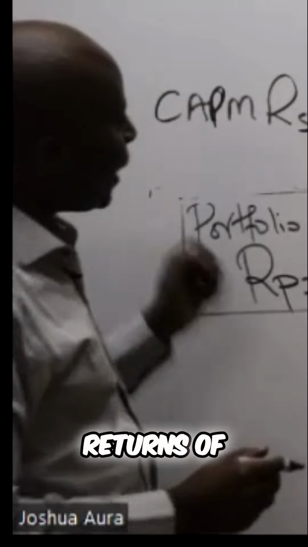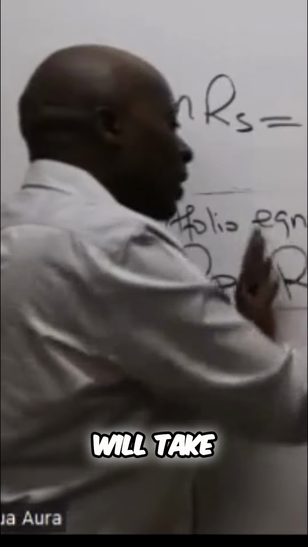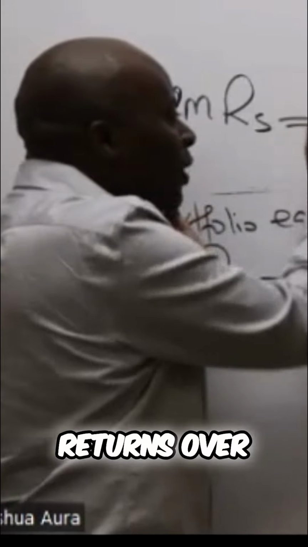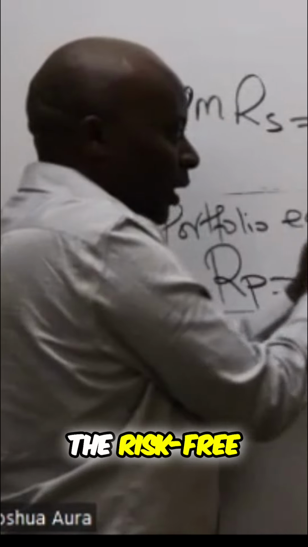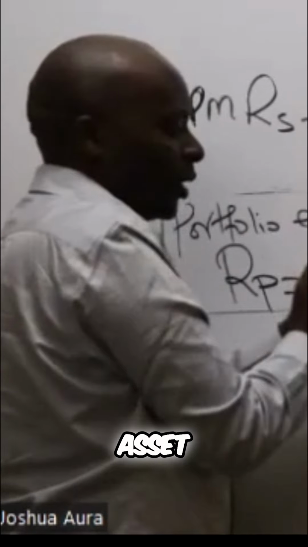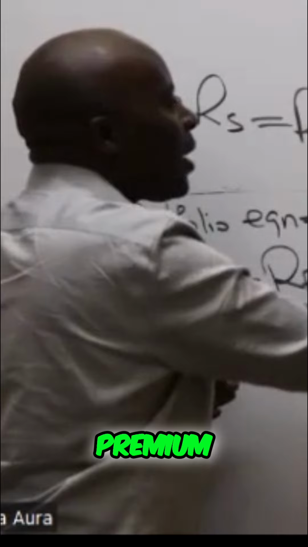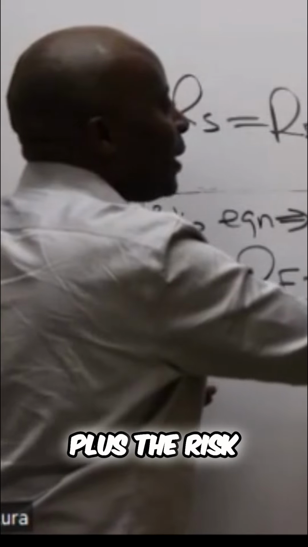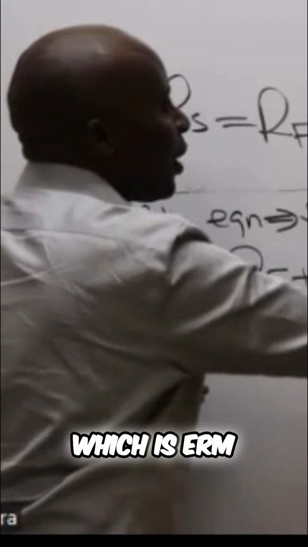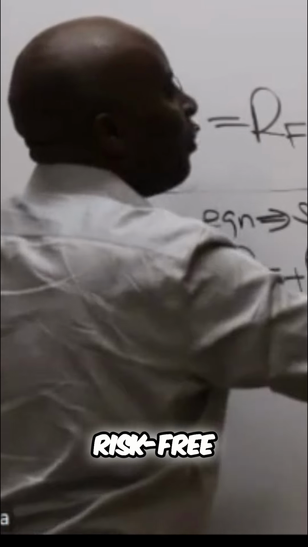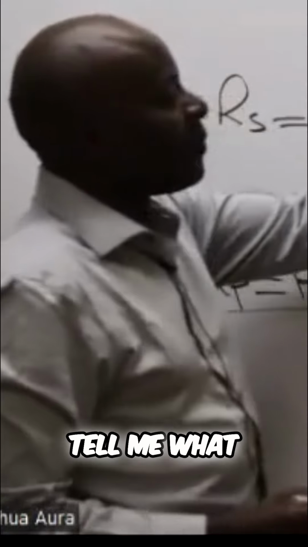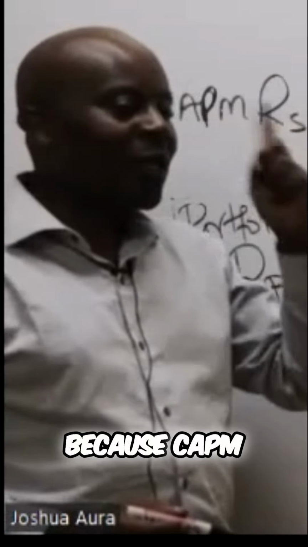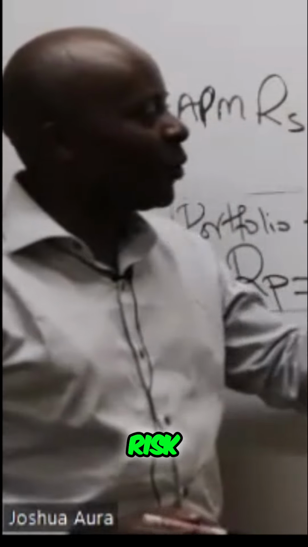So CAPM returns of a security, ladies and gentlemen, will take everything just like what we have here. So we shall be talking of returns over the risk-free asset. So risk-free asset plus the risk premium, which is ERM minus risk-free, multiplied by, can somebody tell me what to use outside here if it's CAPM? Beta, because CAPM uses systematic risk.